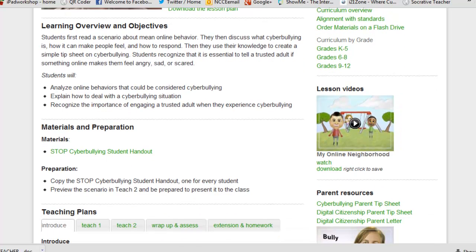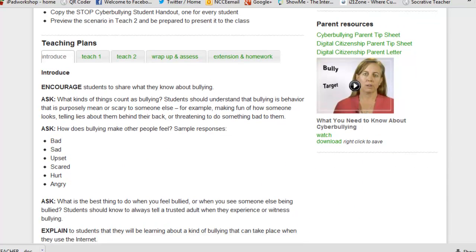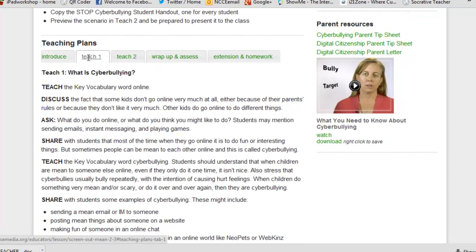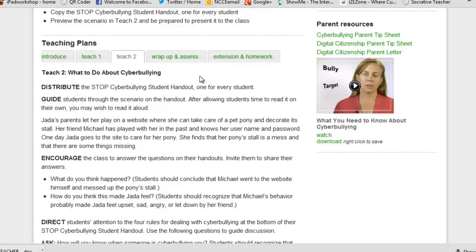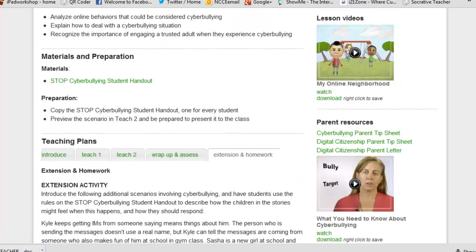There is a lesson plan, there is a list of the objectives for the lesson, there's a handout, and then there are several segments related to the lesson where the teacher is directed how to first introduce the activity, then the first teaching activity that really focuses on vocabulary, the second that focuses on strategies that kids can use when they're being cyberbullied, and then a wrap-up and an assessment where the questions that are presented here are really good for understanding clearly what the objectives are. And then finally, there's a segment on an extension and homework.